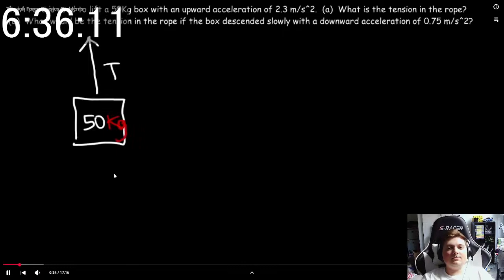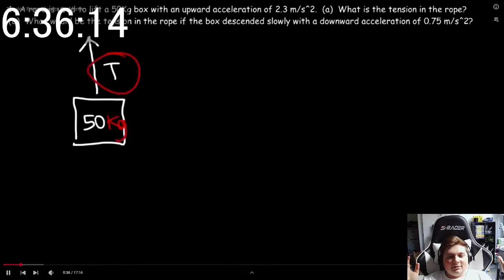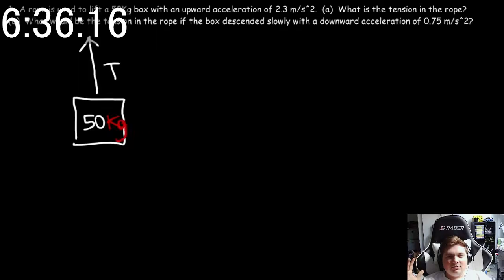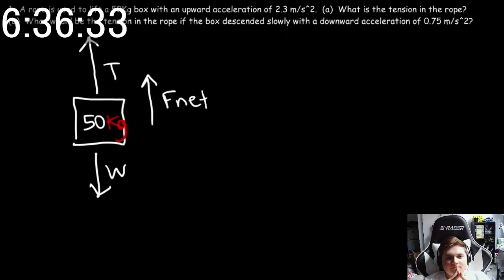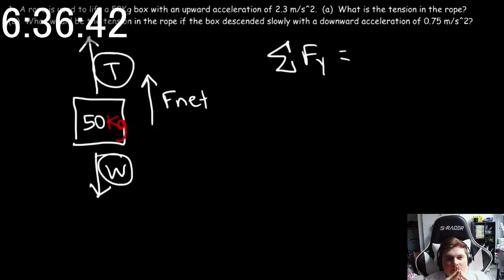So how can we calculate this tension force? What can we do? Well, we need to set up a free body diagram. We need to identify all of the forces that are in play. So we have the upward tension force, the downward weight force, and also the net force. Now the net force is in the upward direction because the whole object is being lifted up. So the net force in the y direction is going to be the tension minus the weight force. So it's T minus W.